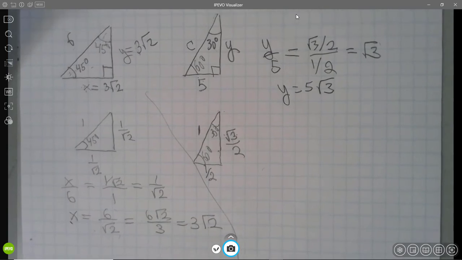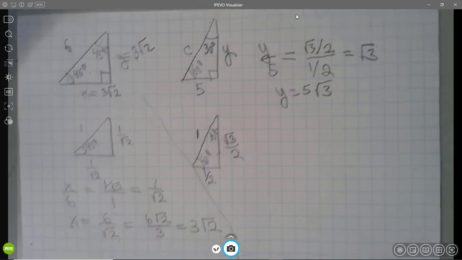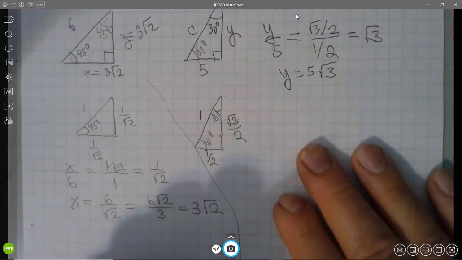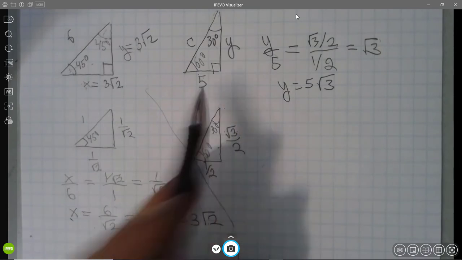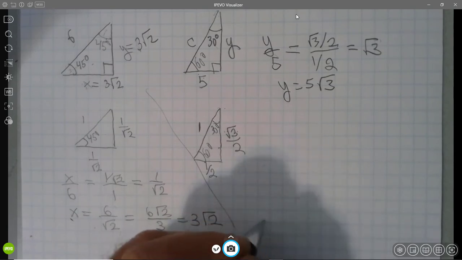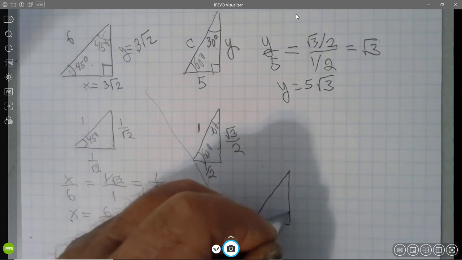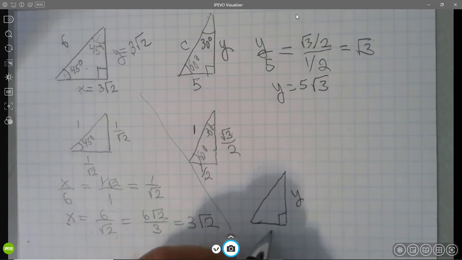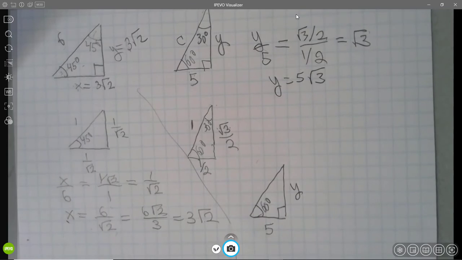Now we recommend doing it this way because it's easier, it's faster than going through the trig functions. Nevertheless, you could go through the trig functions. So how about if we do that on this one right here? What we know is that we have a right triangle. We have an unknown leg here. We have a leg of length 5 here, and we have an angle of 60 degrees here.